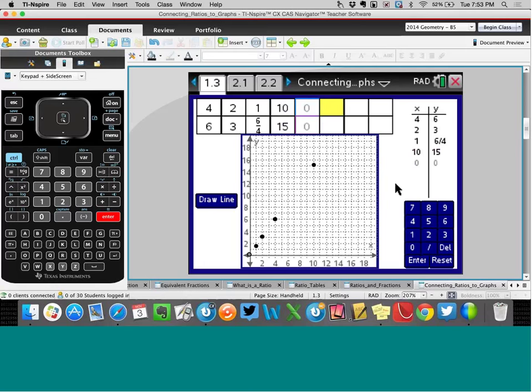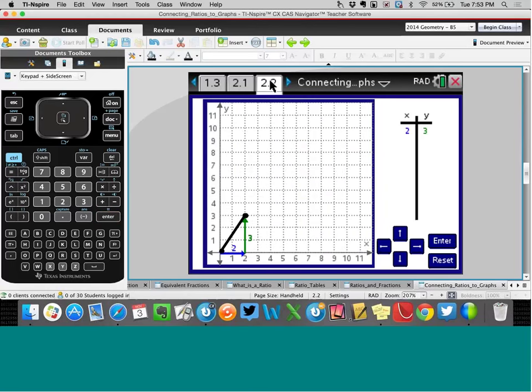So again, we're running out of time, but I want to show you just a couple of other things about this particular file. And again, this was connecting ratios to graphs. And so here we can look more closely at that additive relationship that we have between ratios. And so what will happen if I double click on this, the 2 again, and what ratio will appear in the table.